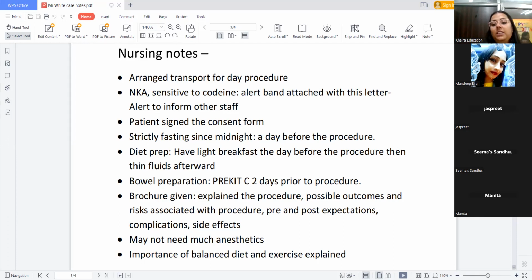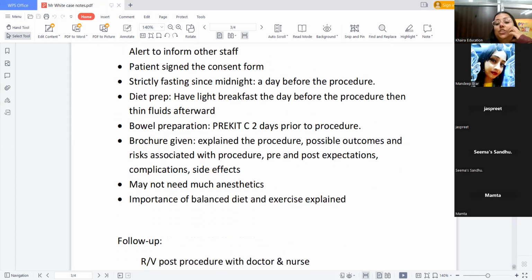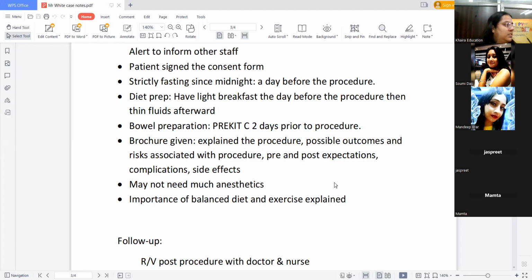Then we have the information that he has been told that he has to strictly fast since midnight, a day before the procedure, and he has to take light breakfast the day before the procedure, and then only thin fluids. So what will happen? The procedure is on 10th. So on 9th, the patient is to take light breakfast, then only light fluids or thin fluids, following which from midnight, he is not to eat anything. Why so? Why the dietary preparation? To clear the bowel, the colon, for better examination.